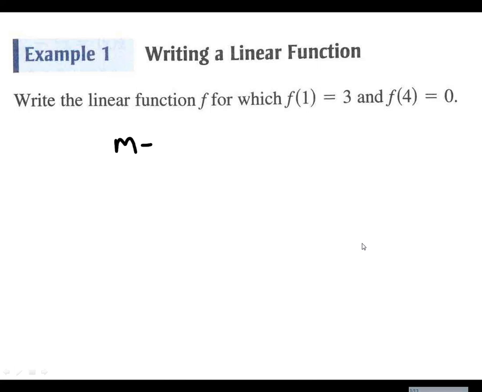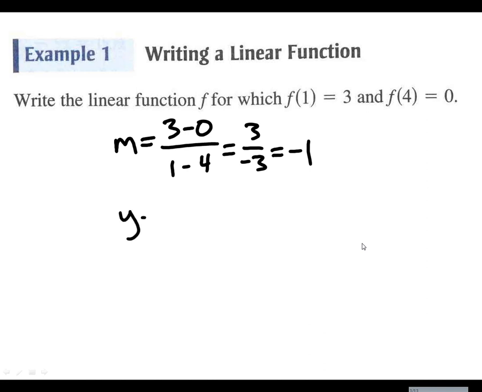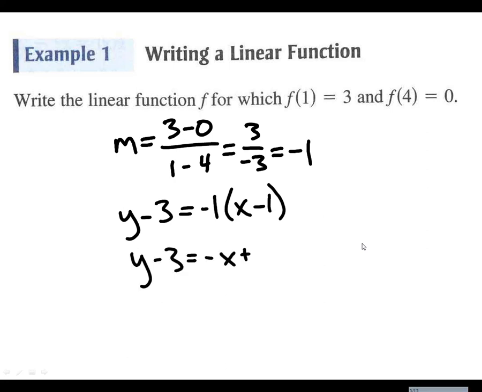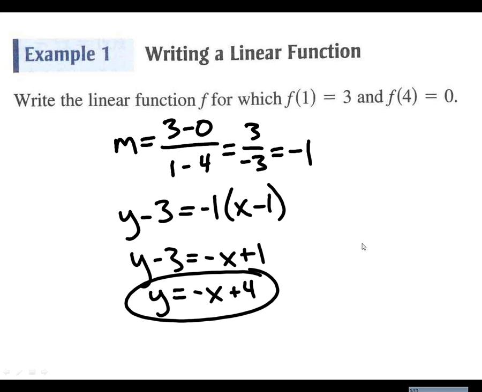Let's find our slope right away. Plug in y values on top, x values on the bottom. We've got 3 over negative 3, which is negative 1. We do not have an intercept yet, so we're going to have to use point-slope. So y minus, pick a y number, 3 works just fine, equals negative 1 times x minus 1. Let's move this around. y minus 3 equals negative x plus 1. Add the 3. y equals negative x plus 4. And there is our linear equation.